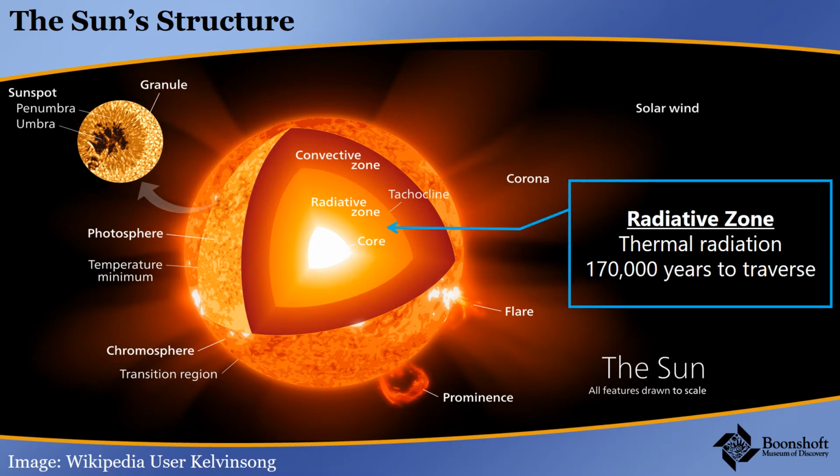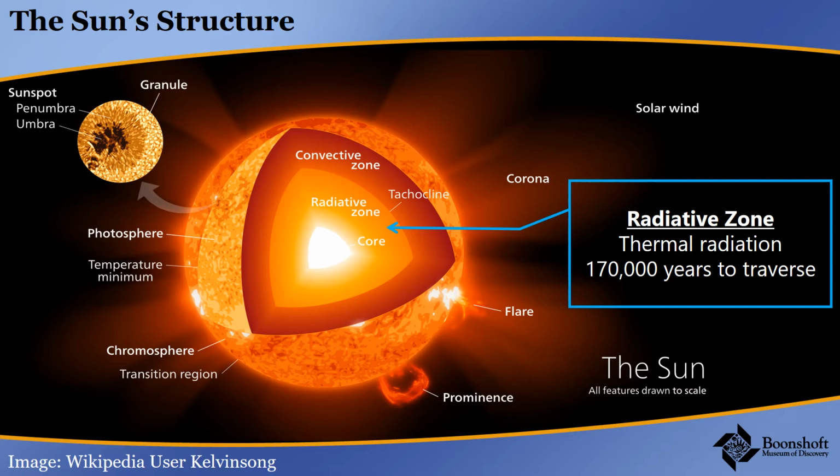The radiative zone is the next region outside of the core. The core and the radiative zone are dense enough that they rotate pretty much like a solid object. There aren't different parts of it rotating at different speeds.